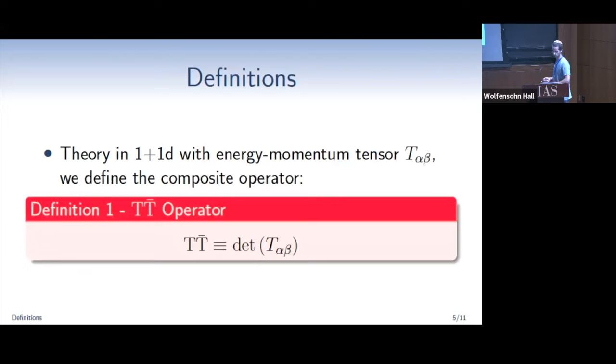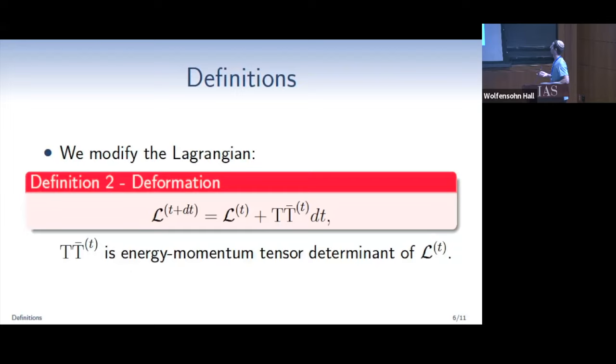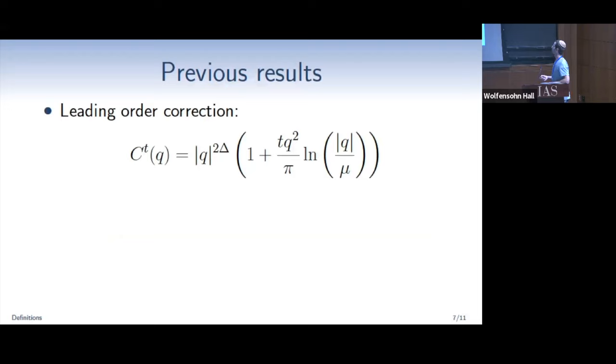So just a couple of definitions. For every theory in one plus one dimensions, we take the energy momentum tensor, we calculate its determinant, and then we modify our theory by adding to the Lagrangian the TT bar operator. Then we have another theory where the parameter, instead of t, is t plus dt. For this theory, you calculate again the energy momentum tensor, and then you modify again your Lagrangian, et cetera. The parameter t serves as an RG flow parameter. And so people are calculating the leading order correction to correlation functions, and this is the leading order correction.